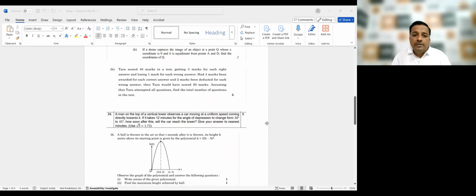Okay, the next question is: Tara scored 40 marks in a test, getting 3 marks for each right answer and losing 1 mark for each wrong answer. This is the first condition. The second condition is: had 4 marks been awarded for each correct answer and 2 marks been deducted for each wrong answer, then Tara would have scored 50 marks. Assuming that Tara attempted all the questions, find the total number of questions.